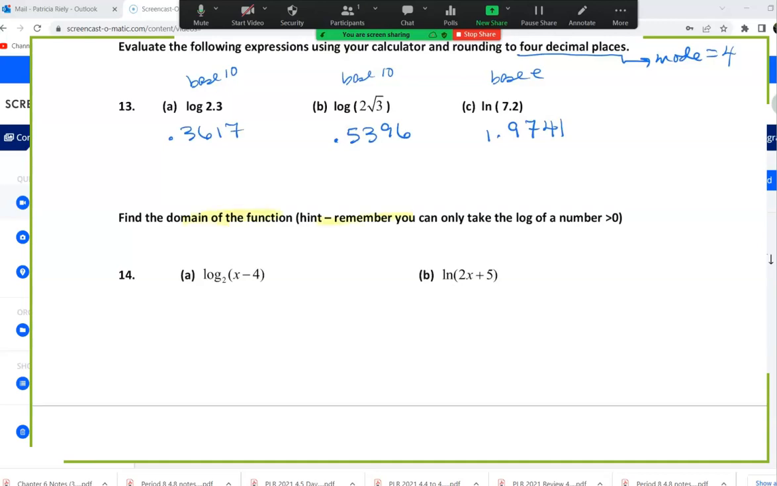Okay, find the domain of the function. So there's a hint. I'm not going to give you this hint on the quiz, so you definitely want to know that. Take your argument and make sure that that is greater than 0. That happens where x is greater than 4, and so using interval notation, what you're going to see is that you're going to start at 4 and go to infinity.